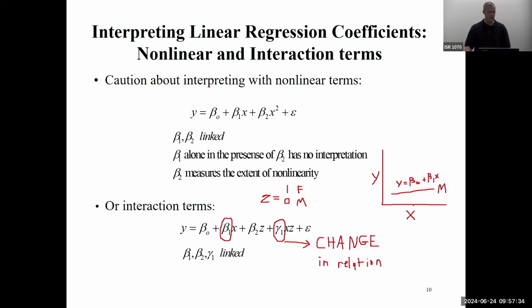Okay. Why did I cancel everything else out? Because Z is equal to 0. The regression function is just defined by beta 0 and beta 1 times X when Z is equal to 0. Okay, that is the expected value of Y when Z is equal to 0.